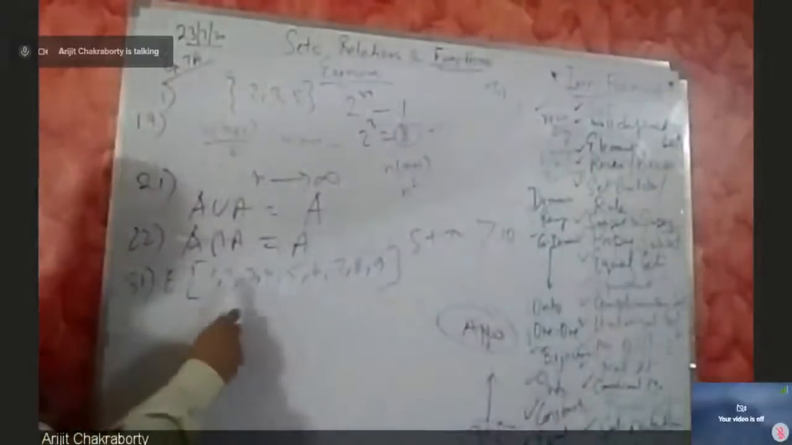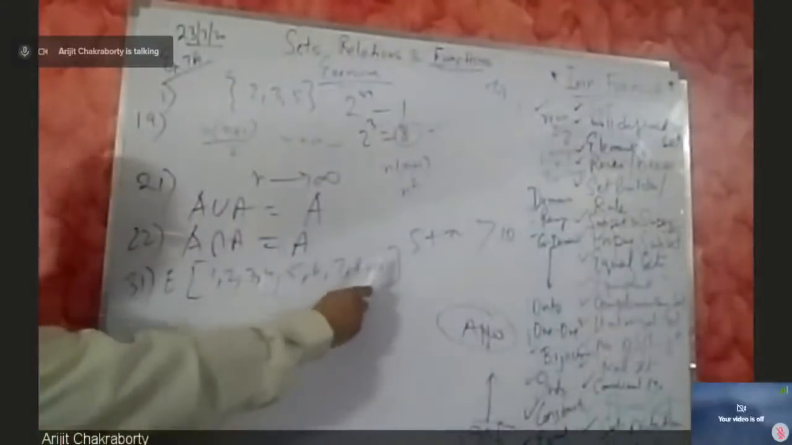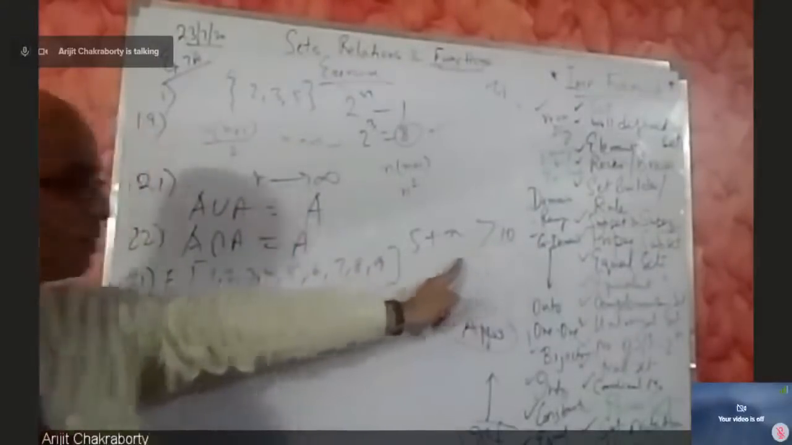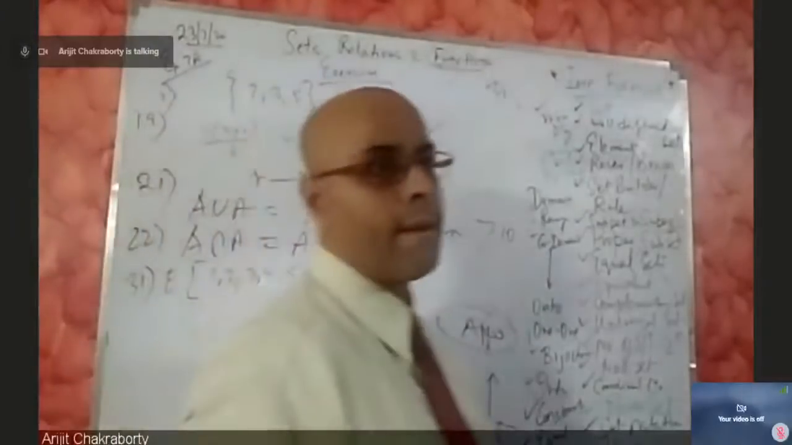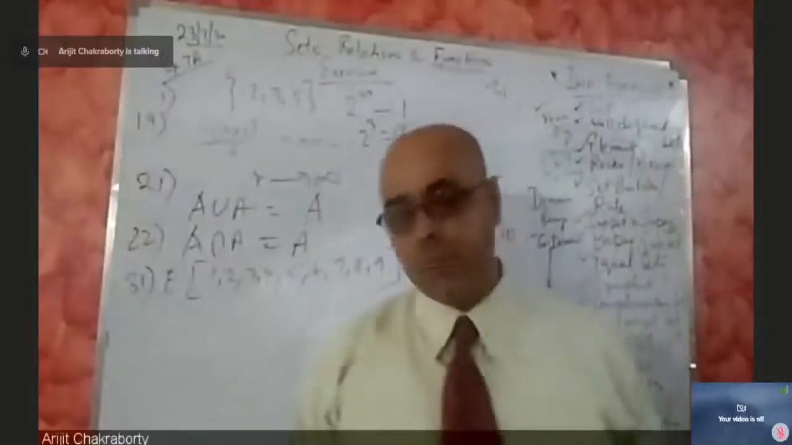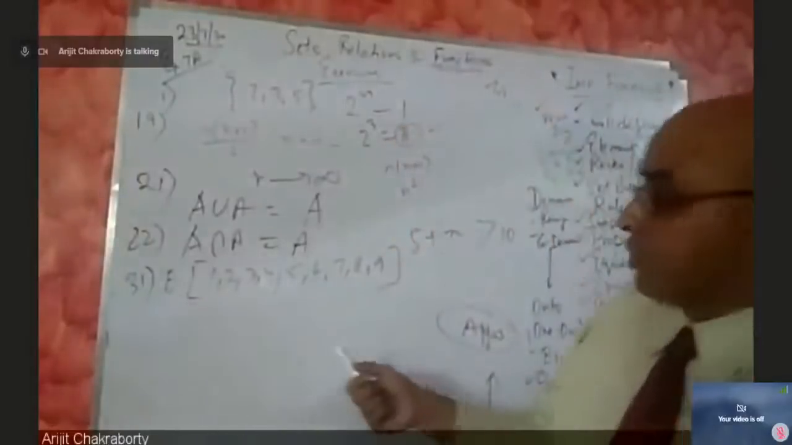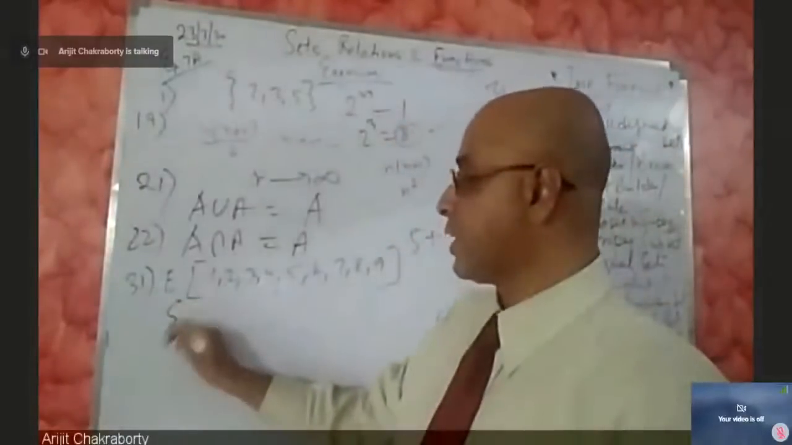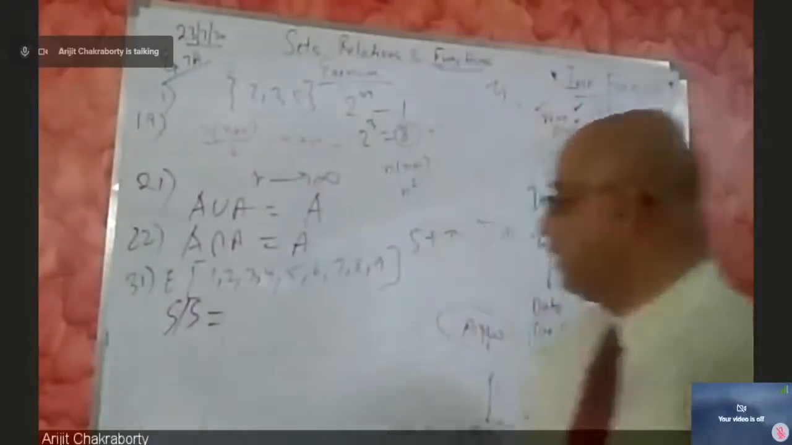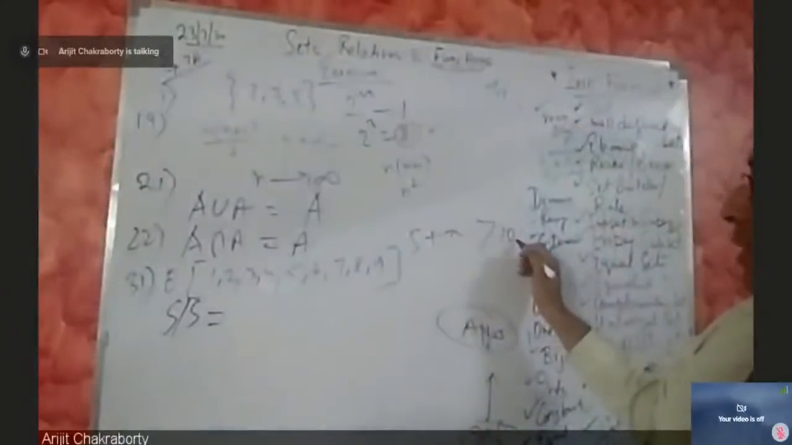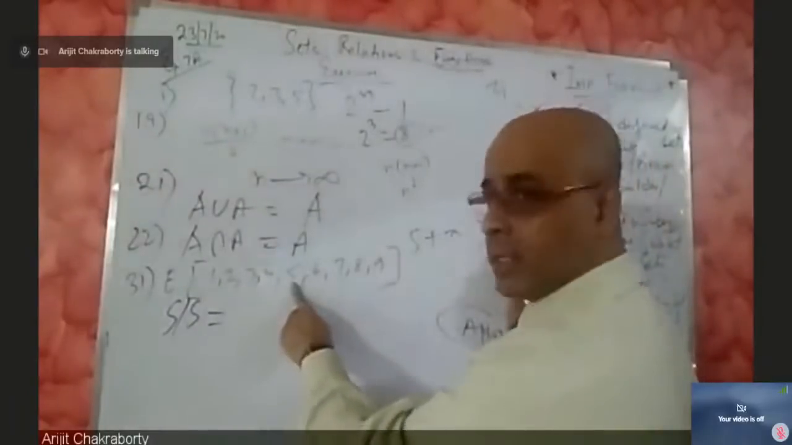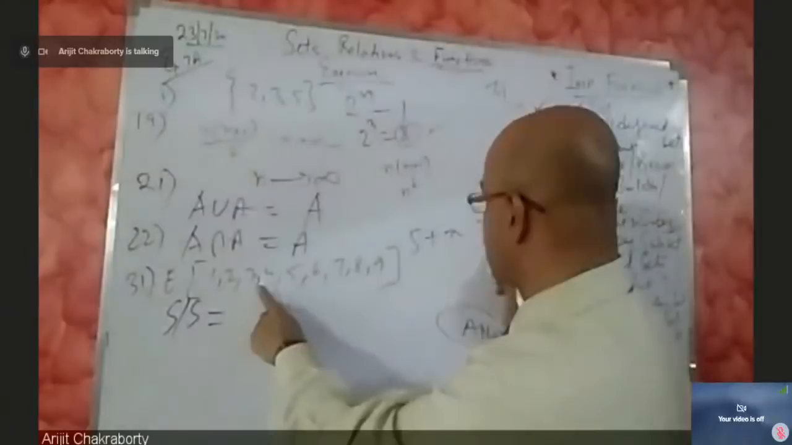The set is given 1, 2, 3, 4, 5, 6, 7, 8, 9, and the condition is 5 plus x is greater than 10. What will be the subset? So the subset S is equal to... 5 plus x should be greater than 10. If you take 5, it will be 10. If you take 4, it will be less than 10.